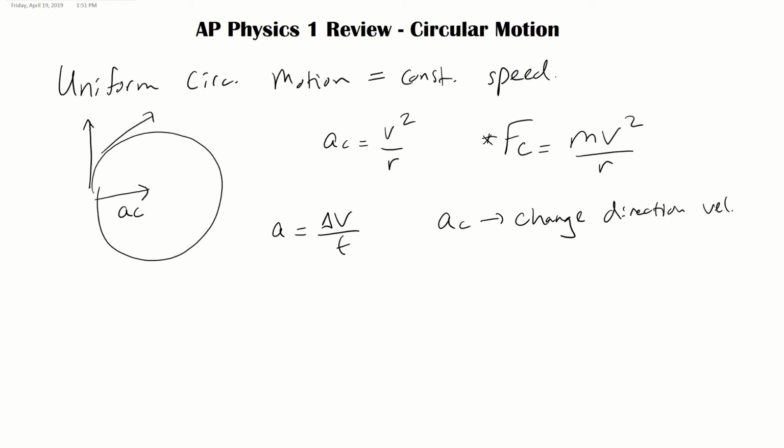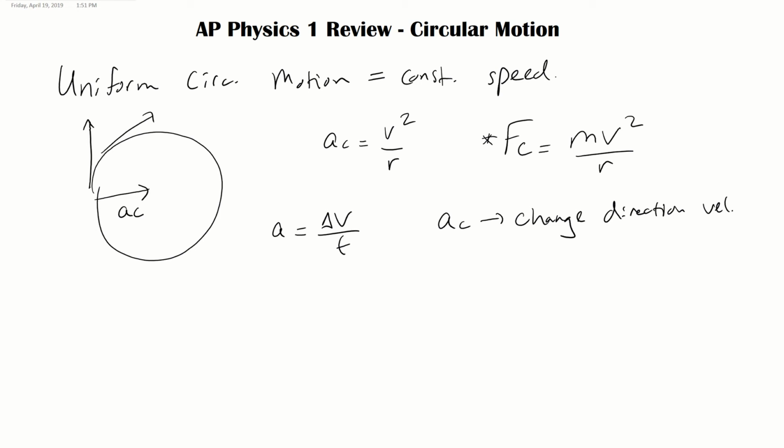And as the direction of velocity is changing, that means velocity is changing. Since there's a change in velocity over time, there has to be an acceleration, which also means there has to be a force causing that acceleration. So those are some big concepts that we need to realize: in order to move at a constant speed around a circle, we do have to have an acceleration.